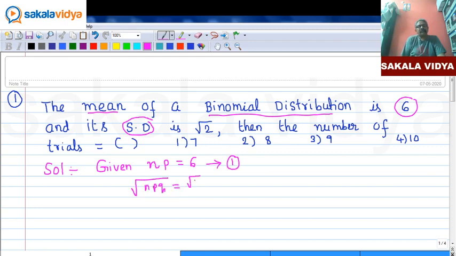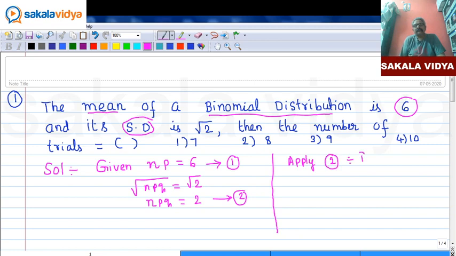Standard deviation root of npq is equal to root 2 given, squaring on both sides, npq is equal to 2, equation 2. Now, you do one thing, apply equation 2 divided by equation 1, npq by np is equal to 2 by 6. Here np cancels, we have q equal to 1 by 3. Q is equal to 1 by 3 means you need to find out p value. Very simple, p is equal to 1 minus q, that will be 2 by 3.